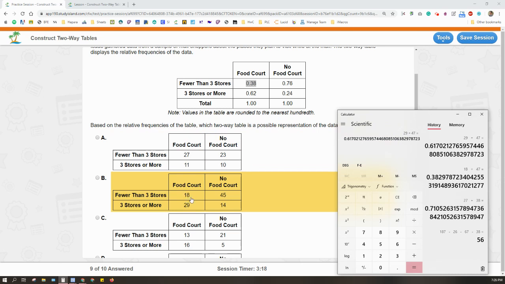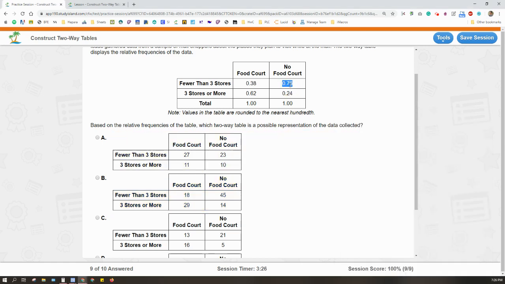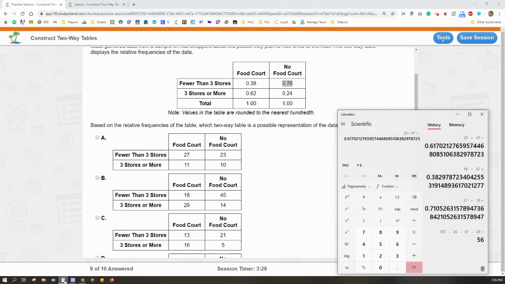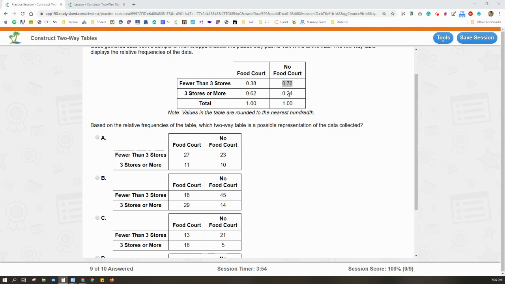So the column works. Let's check the other column, the no food court column. This 45 right here, we want it to be 76% of the total for the column. So let's figure it out. 45 and 14 is 59. So what percent is 45 out of 59? 45 divided by 59 is 0.762. So again, that rounds to 76%, and 14 out of 59 is going to give us 1 minus that, which is 0.237, and again rounds to 24%, which is the number we're looking for right here. So B works.